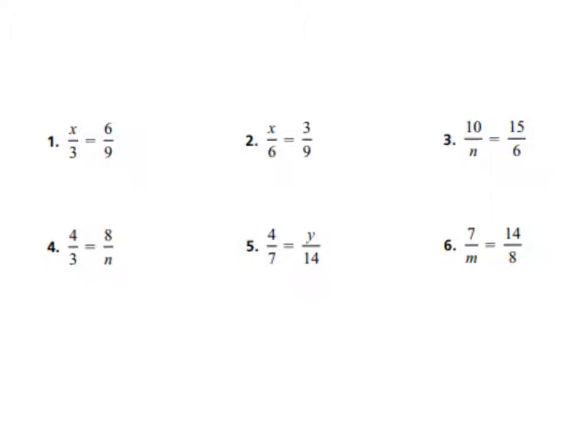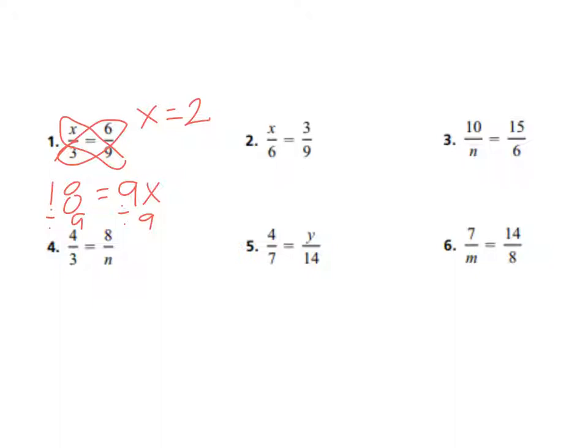So if I look at this first example, I'm going to cross multiply 6 times 3, and 6 times 3 gives us 18, and then I'm also going to cross multiply the 9 times x, and 9 times x gives us 9x. And if I divide by 9, 18 divided by 9 is going to give me 2. So this first example, x equals 2.